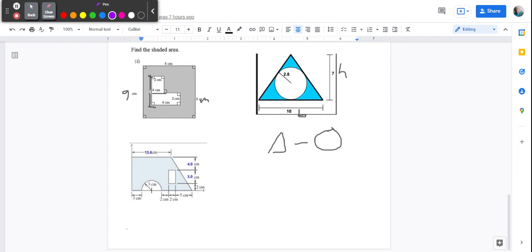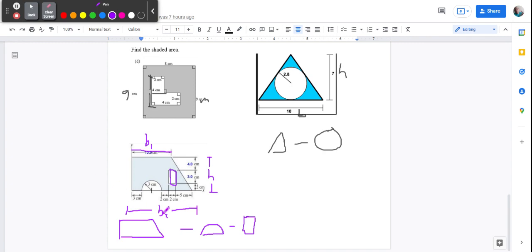On this very last problem, we have a trapezoid. Base 1 plus base 2 times height divided by 2. So here's our B1 right there. Our B2 is here, so we're going to have to do some adding to find our B2. This is our height. Now we have to subtract. We have a semicircle in here, so we've got to take away that semicircle. And we also have this little rectangle in there that we have to subtract. And whatever's left is going to be that shaded area.